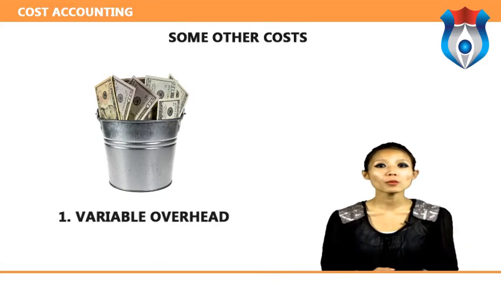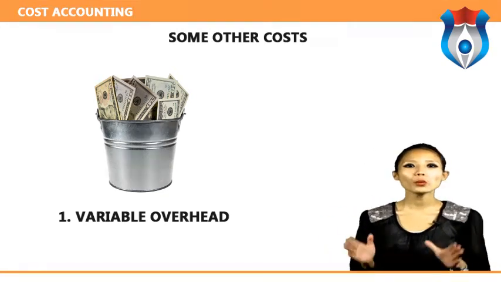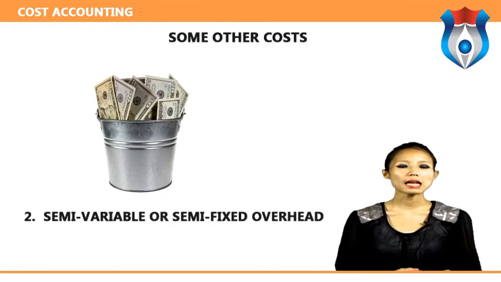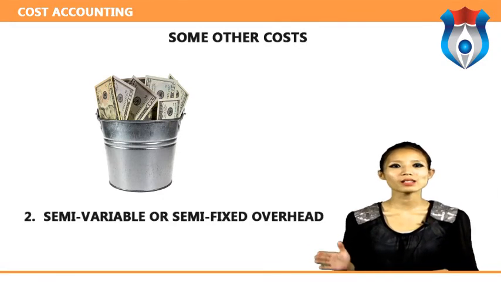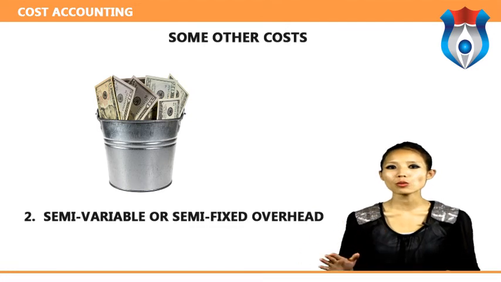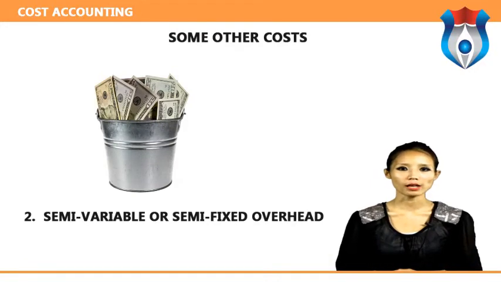Variable overhead. The overhead expenses that vary proportionately with the output are variable overhead. Semi-variable or semi-fixed overhead. The overhead expenses that vary with the output but not proportionately are semi-variable or semi-fixed overheads.